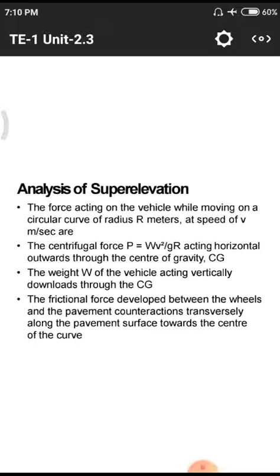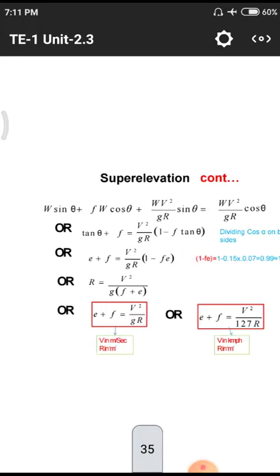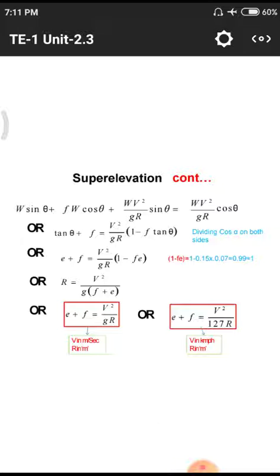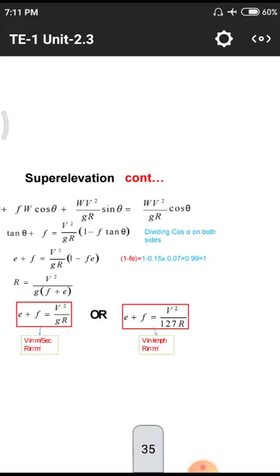This is how we analyze super elevation with respect to centrifugal force, where centrifugal force equals P, which is equal to WV square by GR. This is the derivation for the super elevation, with respect to W sin theta plus F W cos theta. In those terms, W cos theta is common on both sides, so the entire equation is divided by W cos theta, and the equation comes as E plus F equal to V square by gR with V in meters per second. With V in kilometers per hour, the formula is V square by 127 R. This is the total derivation of the super elevation.